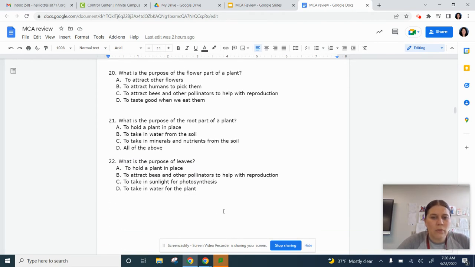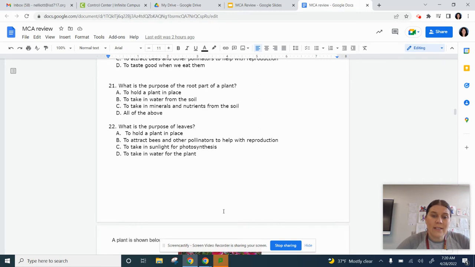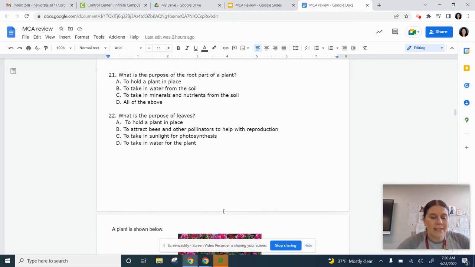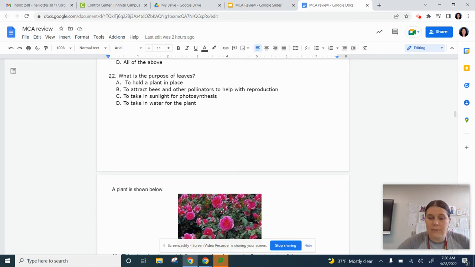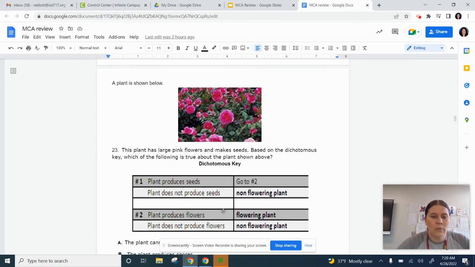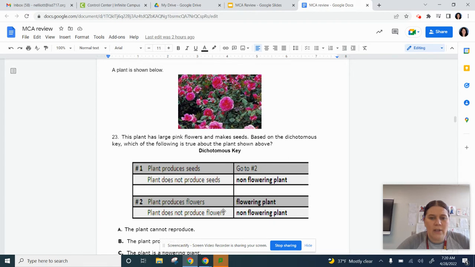What is the purpose of the root part of a plant? To hold a plant in place, to take water in from the soil, to take in minerals and nutrients from the soil. All of the above. What is the purpose of leaves? To hold a plant in place, to attract bees and other pollinators to help with reproduction, to take in sunlight for photosynthesis, to take in water for the plant. A plant is shown below. This plant has large pink flowers and makes seeds. Based on the dichotomous key, which of the following is true about the plant shown above?